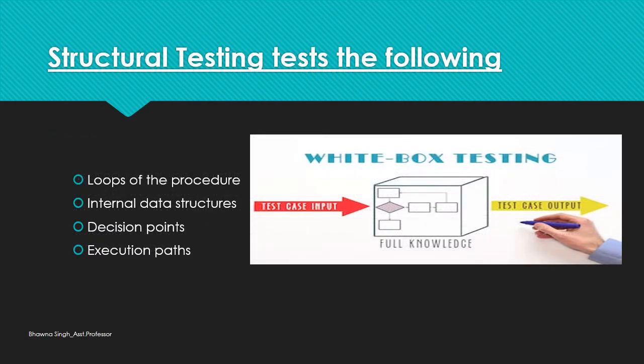Now, whenever we apply structural testing on the internal design, that is on the coding section of the program, we test all these things, like we test the loops of the procedure. That means by executing all the loops at their boundaries and within their operational limits, we check that all loops are executing properly or not.